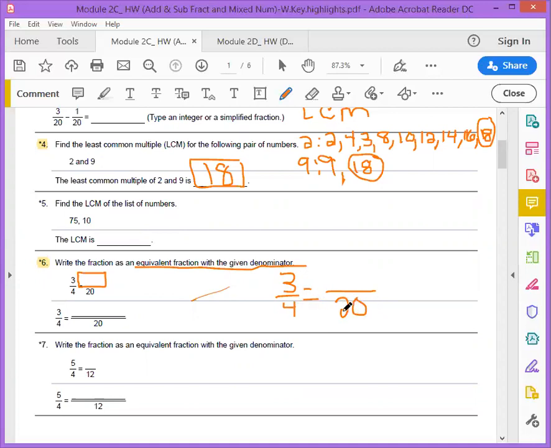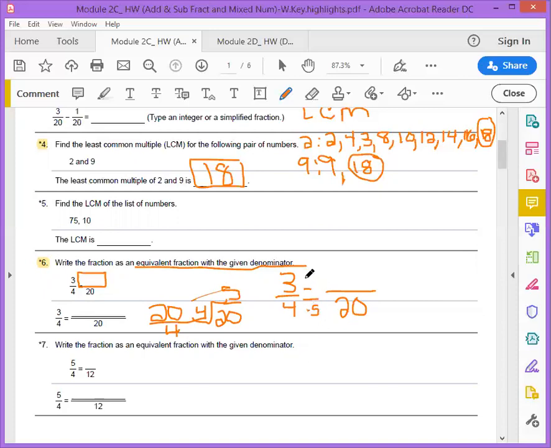Now, you can think about that mentally and say, what do I multiply 4 by to get 20? And these numbers are small enough, you could probably figure it out. But if you can't, you would divide the 20 by 4, so that you will know what you had to multiply the 4 by. Just remember you would divide it with 4 on the outside of your fraction bar, 20 inside. And how many times does 4 go into 20? It's 5 times.